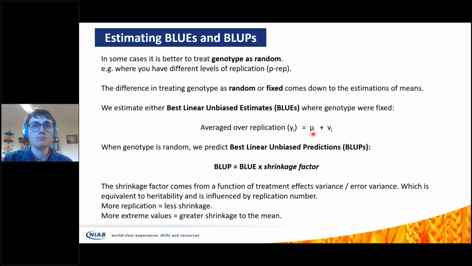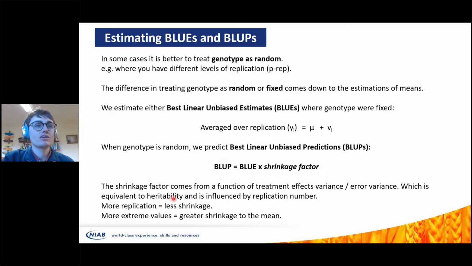They're just our experimental mean plus the variety effect, and that's replicated over the different replicates across the trial, and that will give you a BLUE for a certain variety indexed by i. However, if we move to working with our BLUPs, our best linear unbiased predictions, then we'd have genotype as random, and here we estimate the equivalent to a BLUE, and then multiply that by what's called a shrinkage factor.